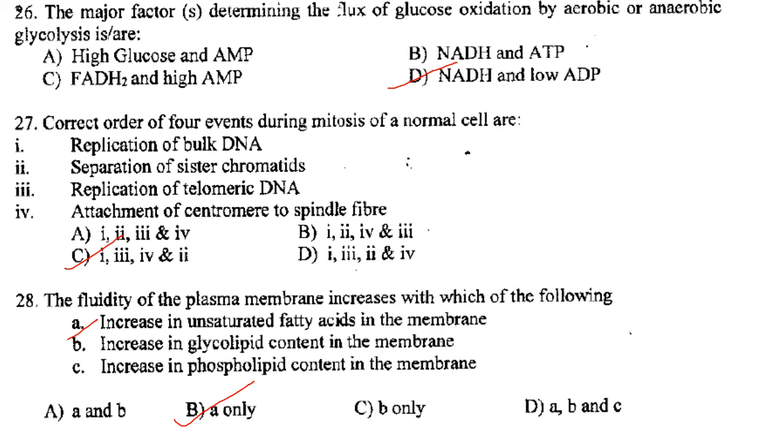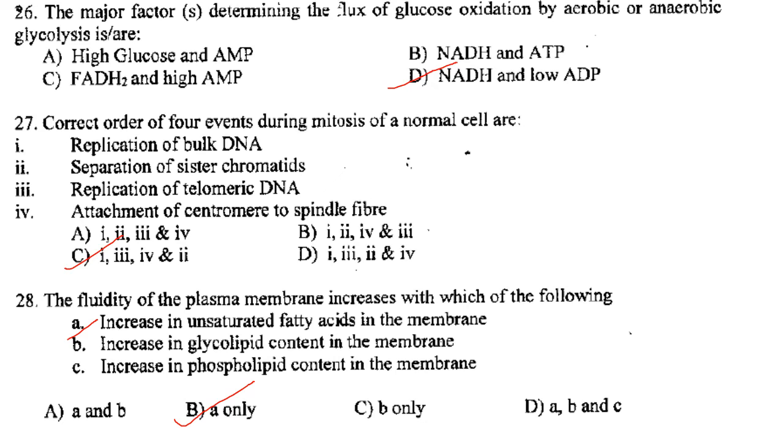Then the major factors determining the flux of glucose oxidation by aerobic or anaerobic glycolysis is or are. So NADH and the ATP-ADP ratio are the major factors determining whether glucose is oxidized by aerobic or anaerobic glycolysis. So the answer here is NADH and low ADP. Answer is option D.